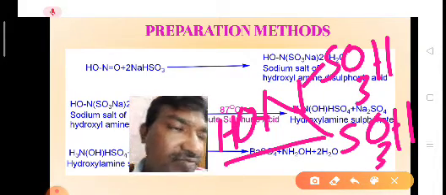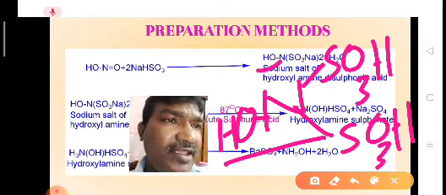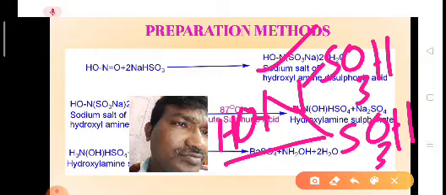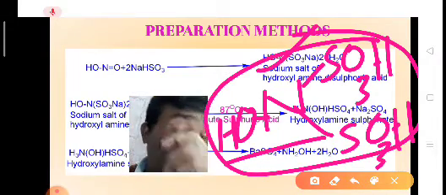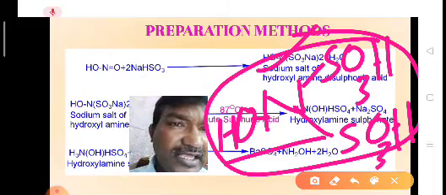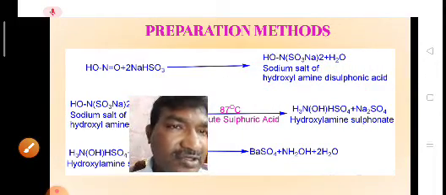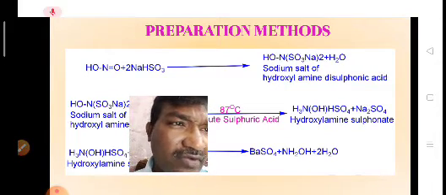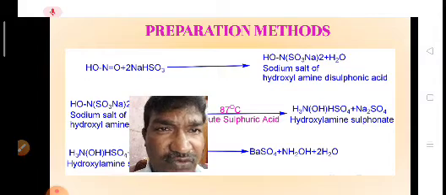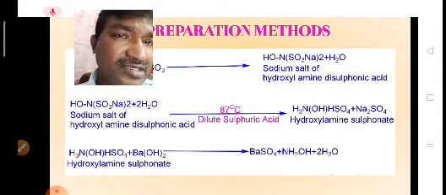So this is hydroxylamine disulfonic acid, and here this is the salt. So this is known as hydroxylamine disulfonic acid. Here, in the second step, we get the sodium salt of hydroxylamine disulfonic acid. Next, let us look at what happens in the third step.